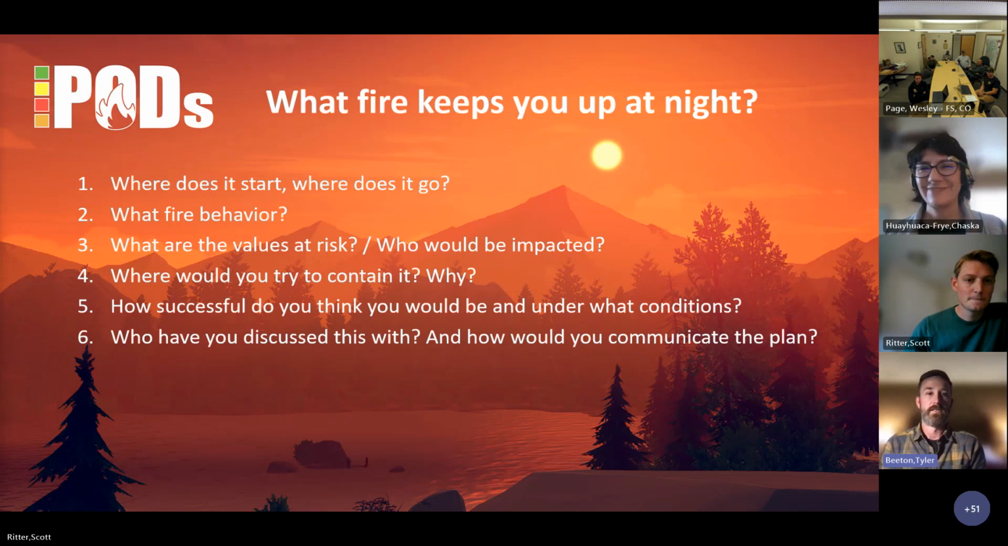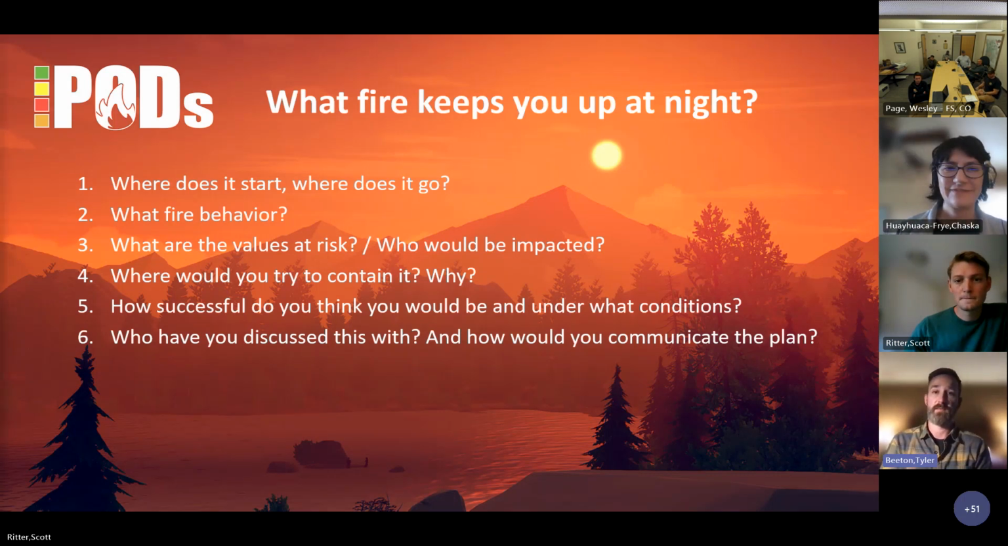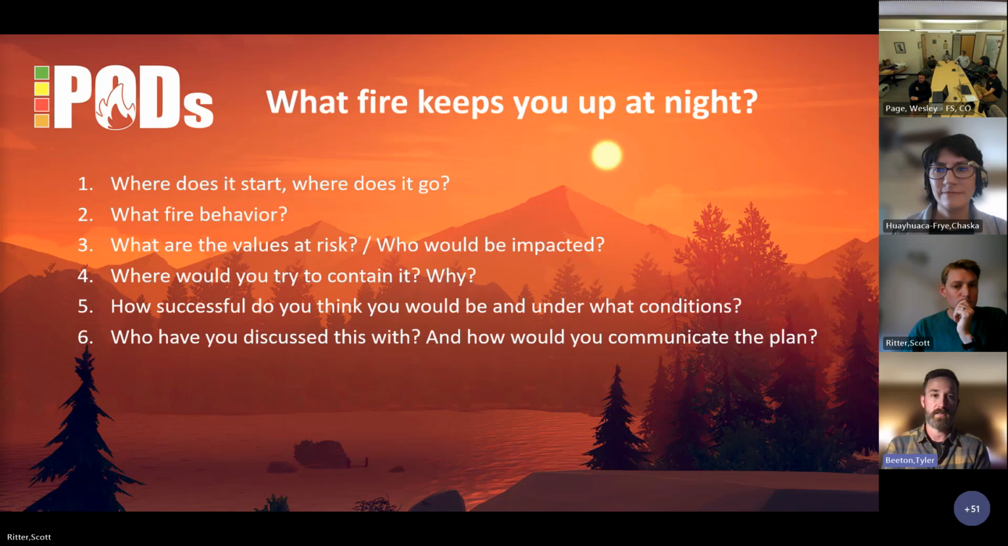Should have good connection. So the first question that we lead off with, and this is how it sets up the mapping process sometimes, is what is the fire that keeps you up at night, and where is it? Where does it start and where does it go? What's the fire behavior like? What are the values at risk? Who is impacted by this fire? And then where would you like to contain it? And why would you contain it there and not somewhere else? How successful could you be under what conditions?